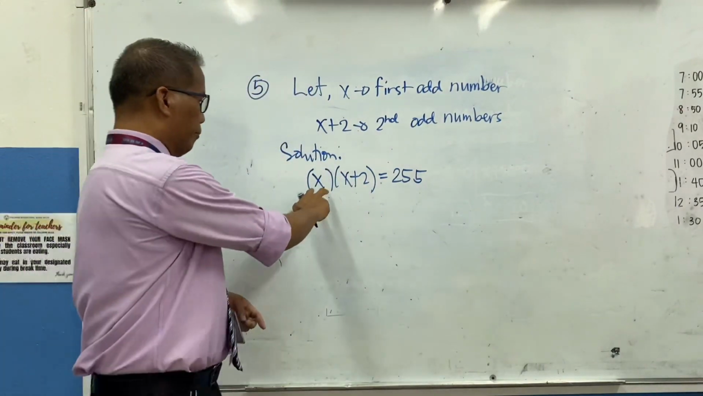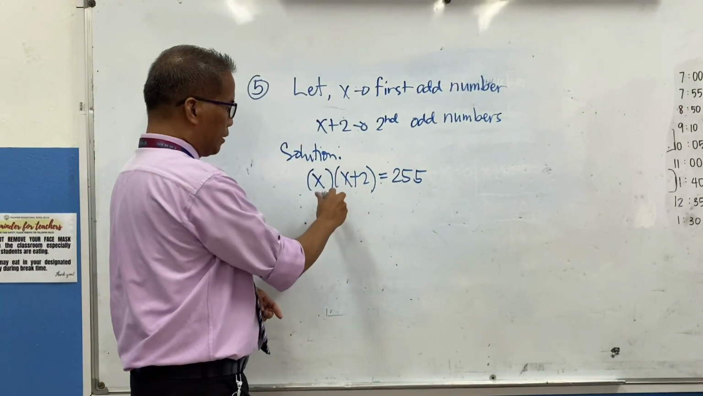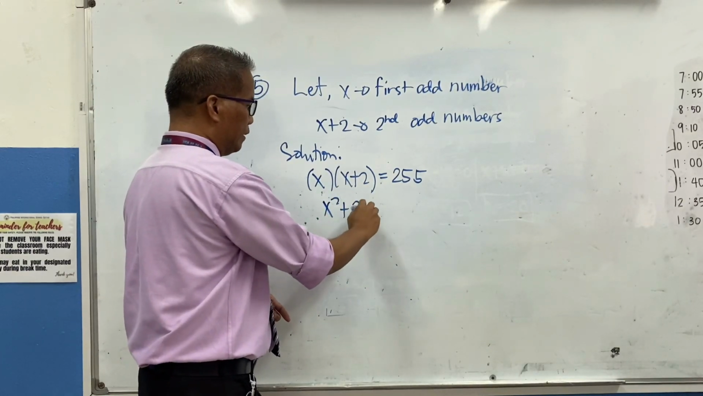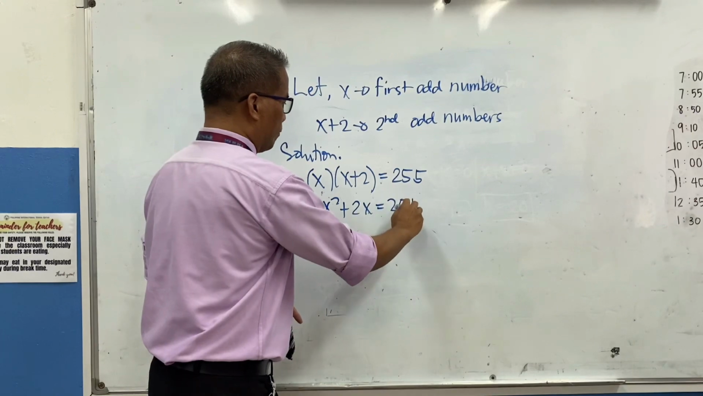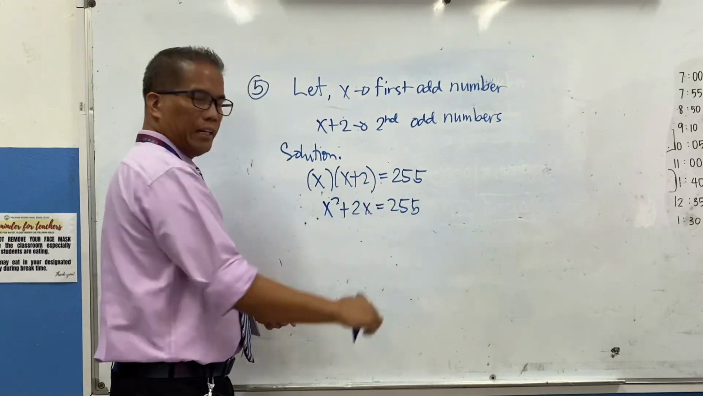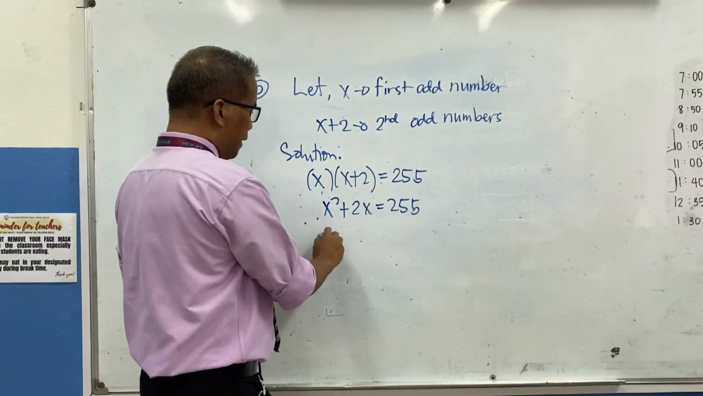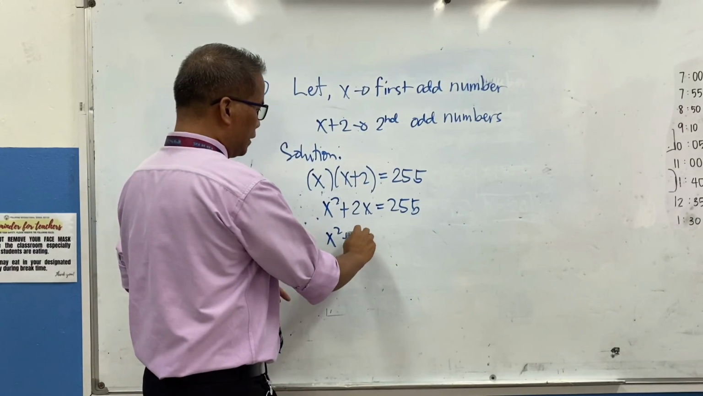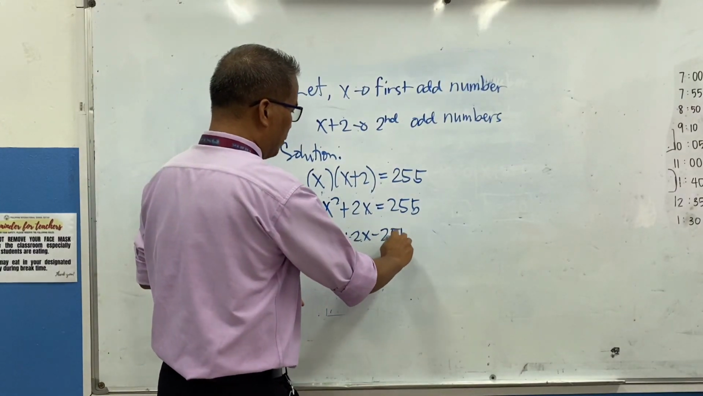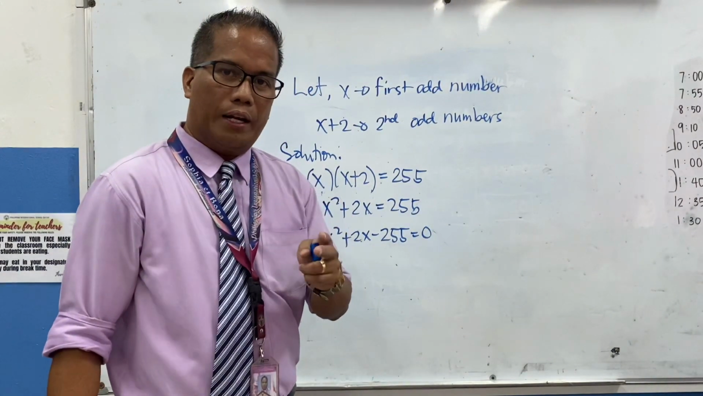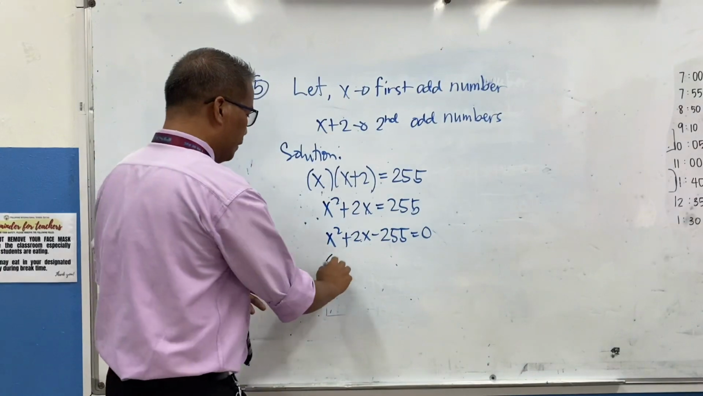Alright, so we will distribute this. X times x equals x squared. X times 2 equals 2x is equal to 255. So we will transpose 255, so it will become now x squared plus 2x minus 255 is equal to 0. And then we will use factoring here.